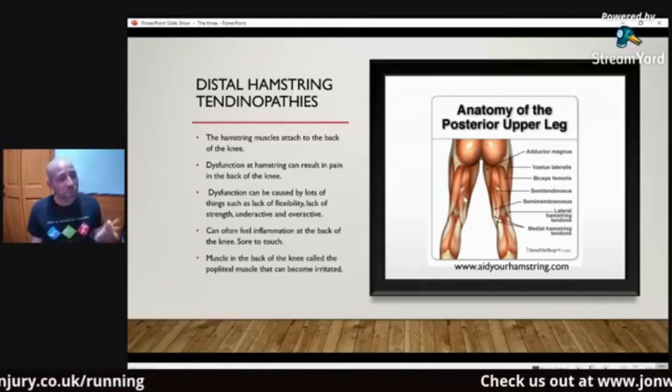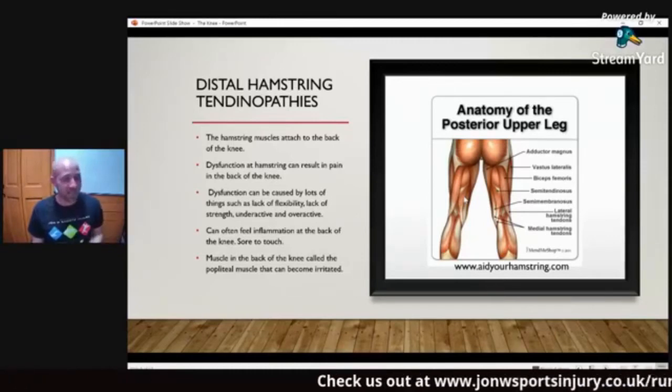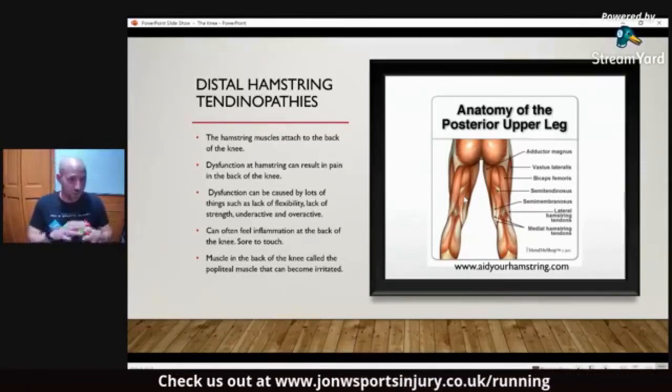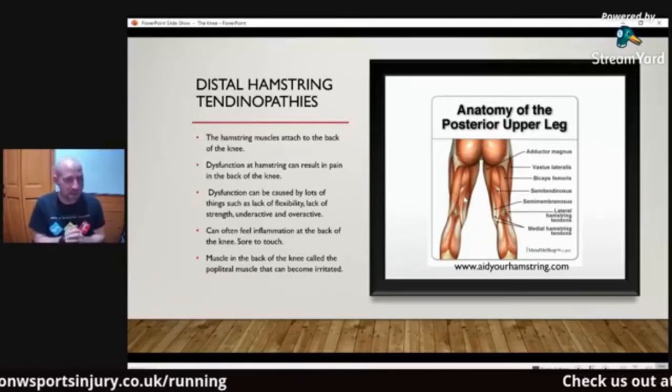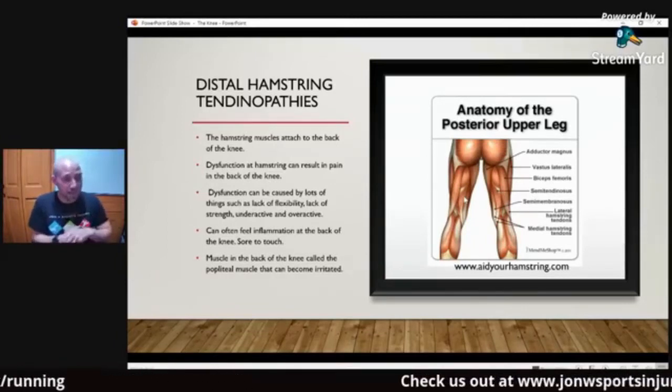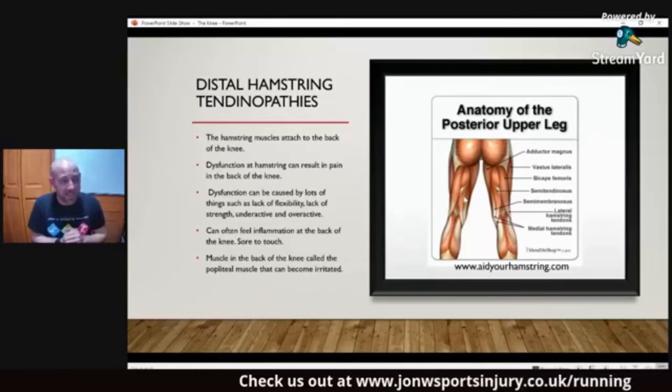So there's also a small muscle in the back of the knee that can become irritated as well. So just to give you a full picture, we term this the popliteal muscle. It's a very small muscle that crosses the back of the knee. So it's easy for that to become irritated as well, but it can be linked to the hamstrings.